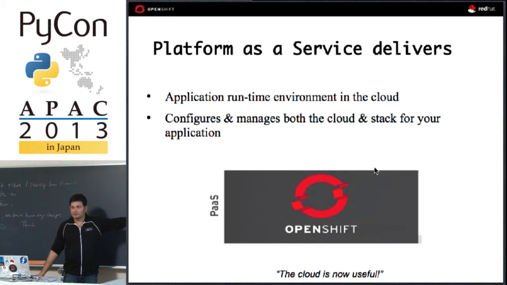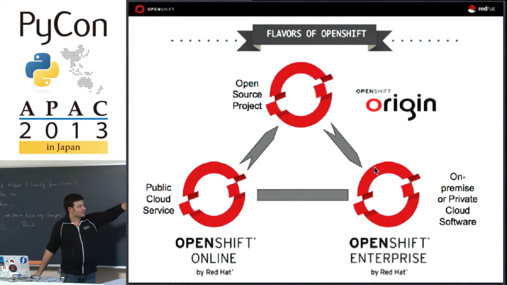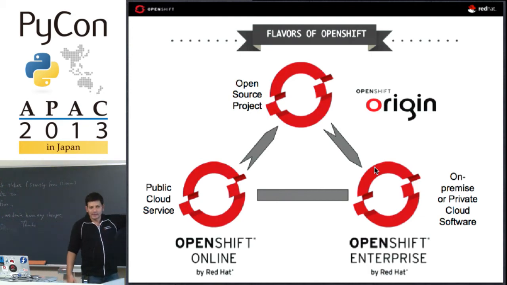OpenShift is a platform as a service. Now everybody knows what OpenShift is? It's a platform as a service from Red Hat. So we have 3 flavors of OpenShift. OpenShift, like with any Red Hat product, everything is open source. So OpenShift Origin is an open source project. It's a Ruby-based project. Anybody can fork it, start adding pull requests, and write code for it.